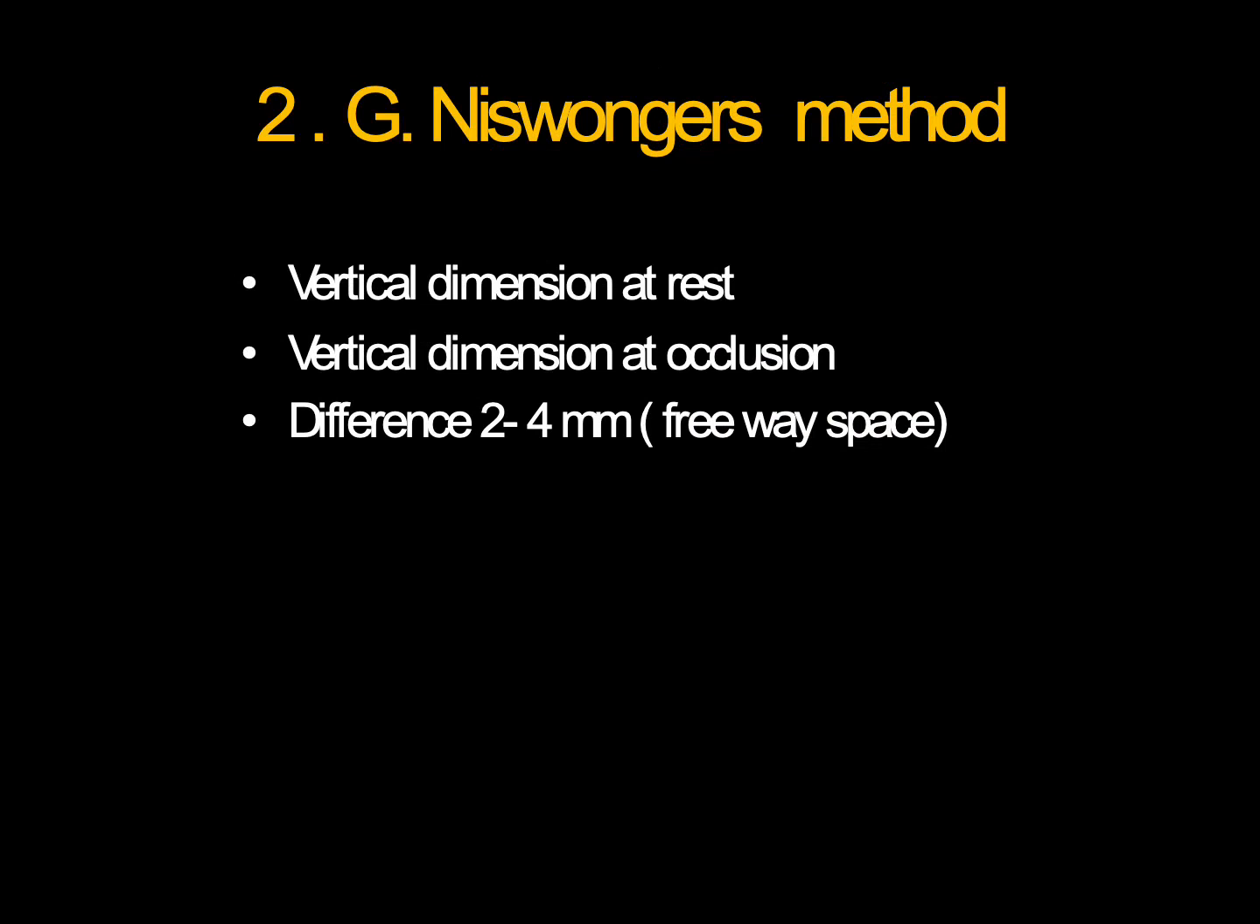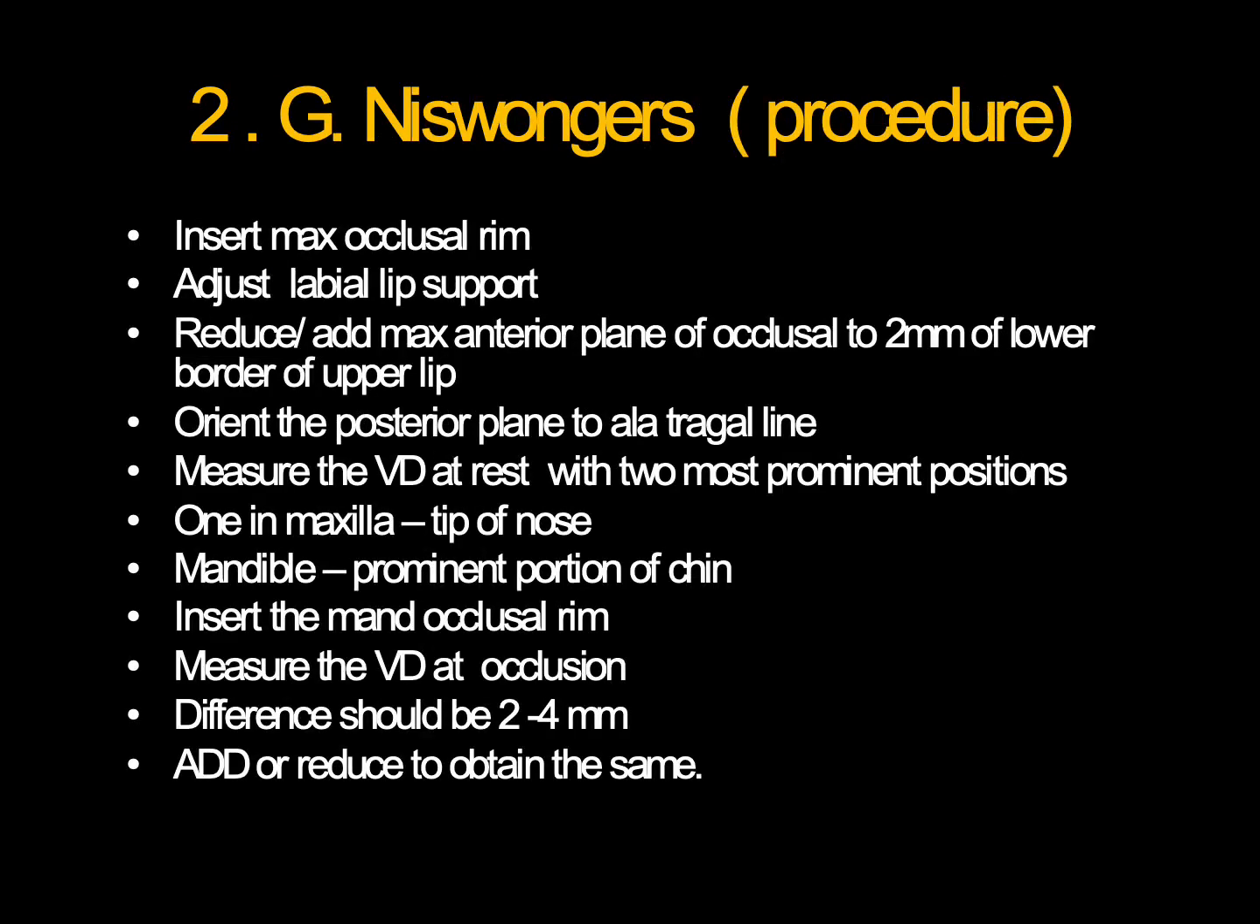Niswonger's method is the most commonly employed method which determines the vertical dimension at rest. At occlusion, the difference between VDO and VDR is 2 to 4 mm, that is the freeway space. For this method, you have to insert the maxillary occlusal rim, adjust the labial support, reduce or add to the maxillary anterior plane of occlusion to 2 mm below the lower border of the upper lip, orient the posterior plane to the ala-tragus line, and measure the vertical dimension at rest with two most prominent positions, one in the maxilla, which is the tip of the nose, and the other in the mandible, which is the prominence of the chin.